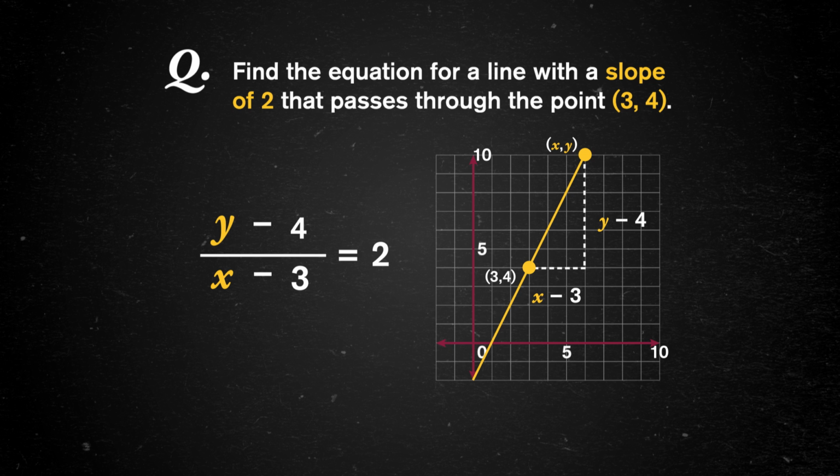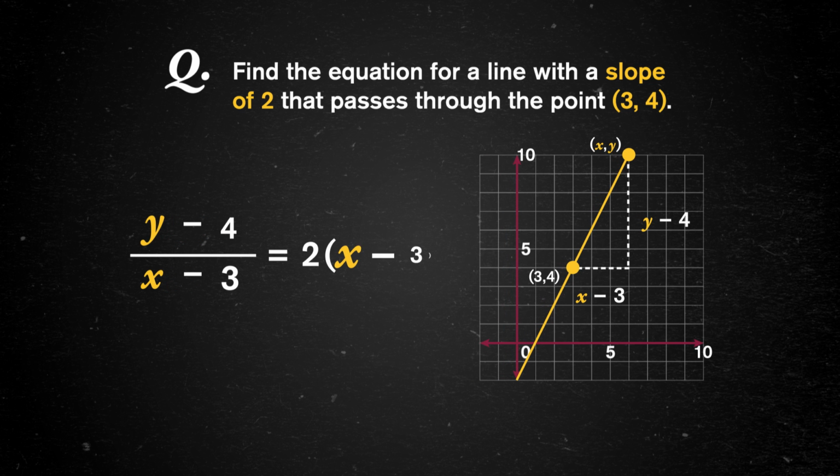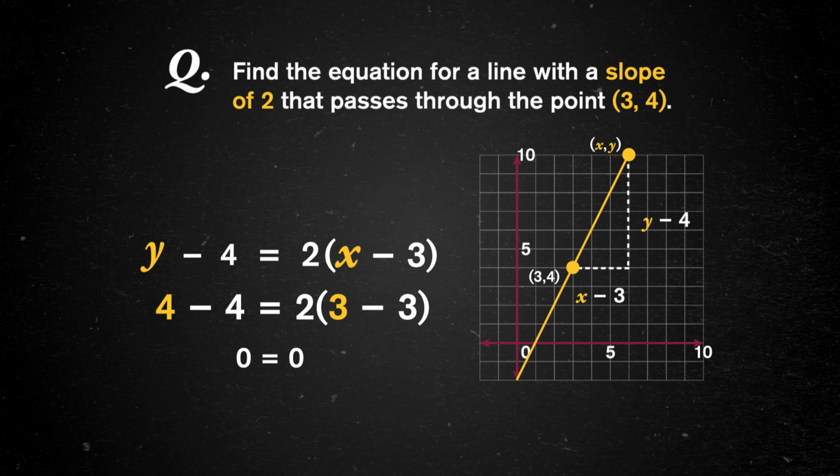The way it is now, it actually has a fatal flaw. We're told that 3, 4 is on the line, but if we plug in x equals 3, what happens? Oh my goodness, we're dividing by 0. Now we can get around this flaw by multiplying both sides by x minus 3 and use the equivalent equation y minus 4 equals 2 times (x minus 3) instead. Now, even the point x equals 3, y equals 4 gives a true sentence.